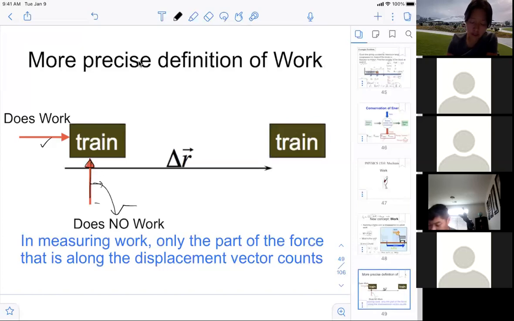So if you have a force in the diagonal direction dragging something, you know that if it's moving forward, only this component does work. The perpendicular component does no work. So here you have no work, and here it does work. So you need to look at the component that matters.